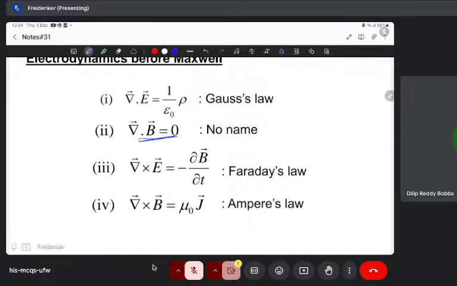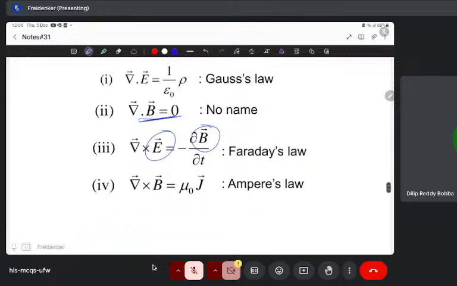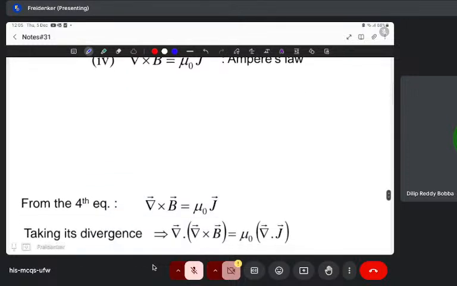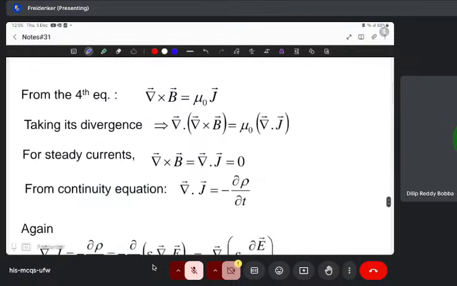Magnetic monopole zero. Change in B will induce an electric field. Fine. Now what are they trying to do? Okay, they have this. They're trying to take its divergence. Fine.